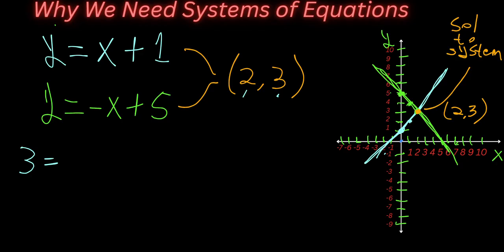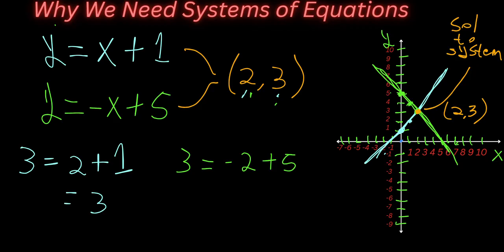3 equals the x value, 2 plus 1. Okay, that's true for this one. Now let's go to the green one here, and we're going to say 3 equals -2 plus 5. Okay, you'll notice that both of these are true. This is 3 equals 3, and this is 3 equals 3. So when we found that ordered pair, we found a solution to a system.